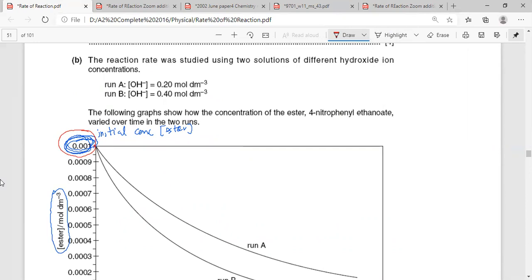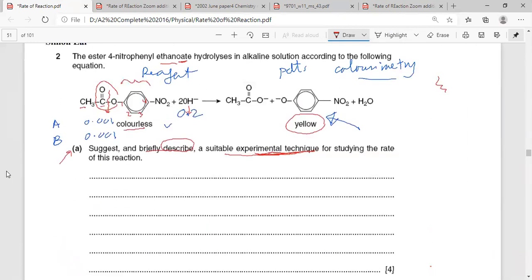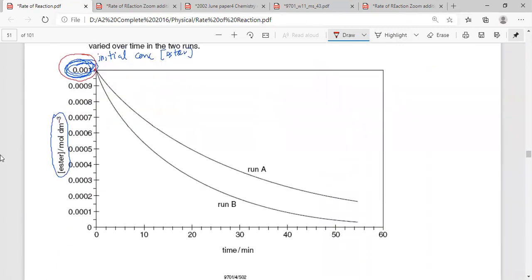But what's different about run B? I multiplied the concentration of OH minus by 2, so here it is 0.4. Just like your iodine propanone acid, same thing, I doubled it. So when I double it, of course the rate will be faster. It will disappear faster. So what can I get from this? All I know is if I find a half-life for B, it will also be first order in ester.